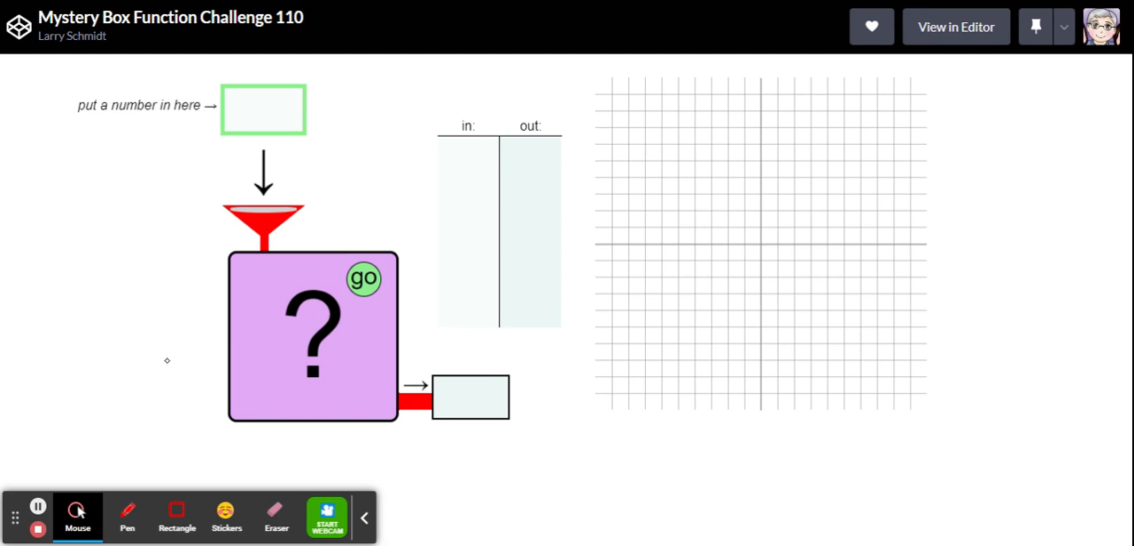In that purple mystery box there is some math and your challenge is to figure out what that math is. Use the link in the description to try this out, and when you've got an idea, come on back and see if we get the same thing.